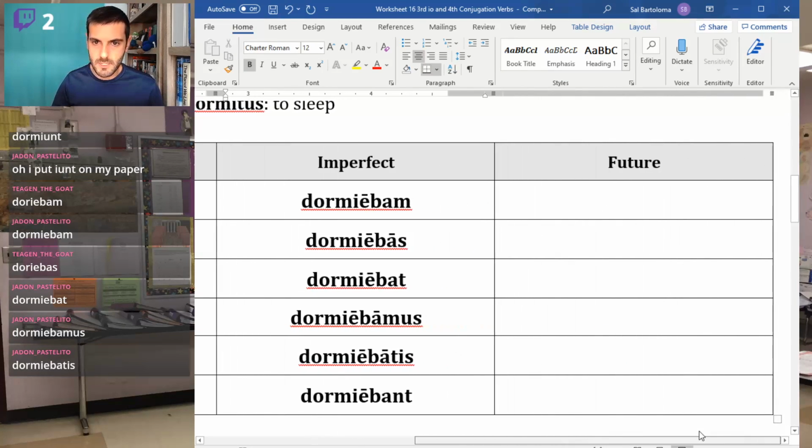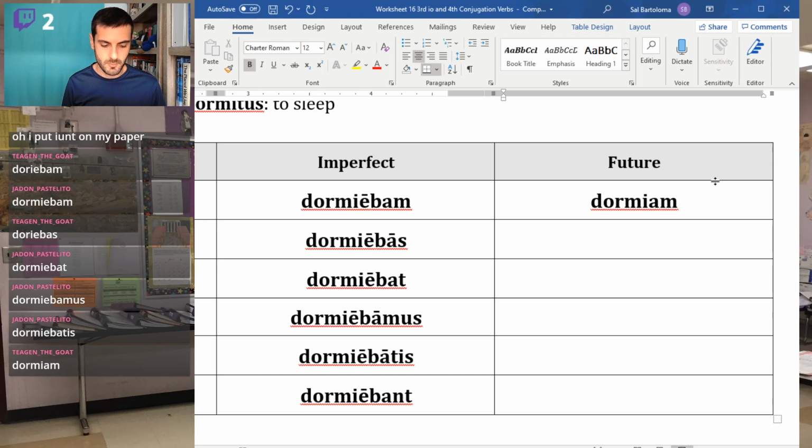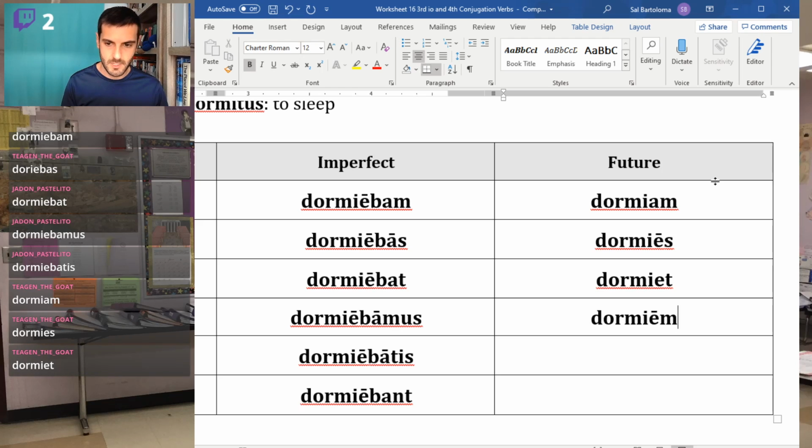And now, what would it be in the future? Think about how we would do future for fourth conjugation. For dormio: dormiam, dormies. And we're off to the races. Dormiet, dormiemus, dormietis, dormient.